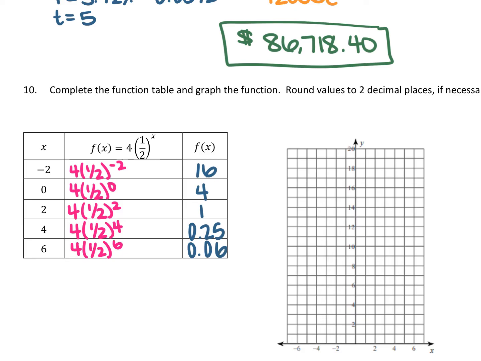So if you graph these, your first ordered pair is (-2, 16). So (-2, 16) is going to be here. Then you have (0, 4). So (0, 4) is here. And then (2, 1), (4, 0.25), and then (6, 0.06). So with this one, you're going up as you go to the left, down as you go to the right, but that line is not going to touch that x-axis.